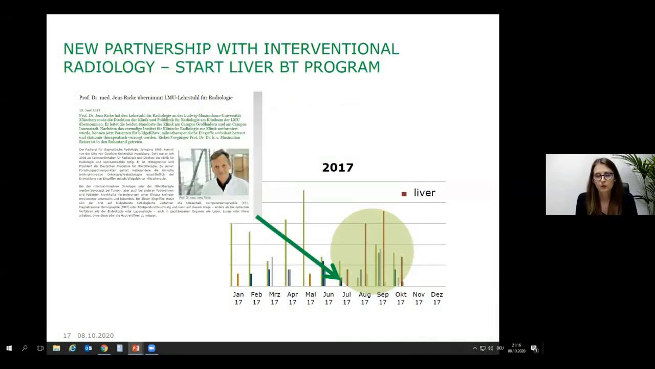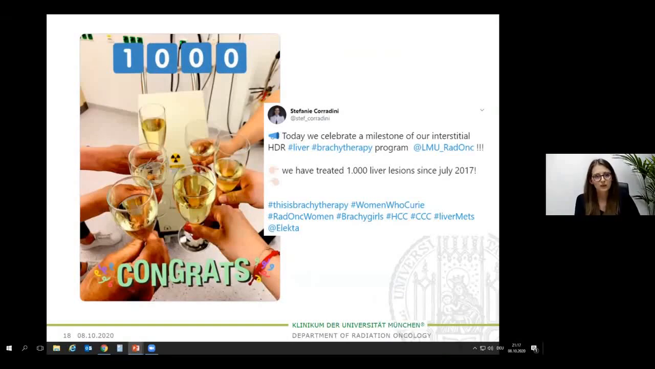We started our liver brachytherapy program here at LMU in Munich in 2017. That was when Professor Ricke, the chair of radiology, came here to Munich and became the new chair of radiology. Before, he worked in Berlin and in Magdeburg, where he already started doing liver brachytherapy also. By now, we have been really successful. Recently, we celebrated the 1,000th liver lesion which we treated since we started 3 years ago.